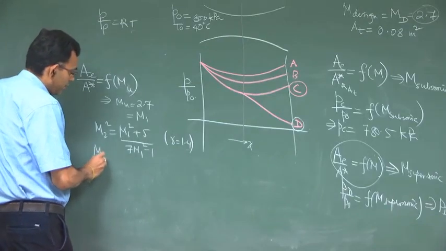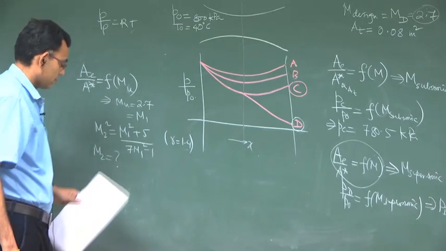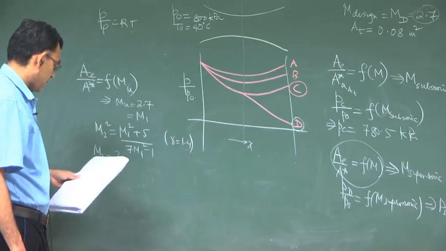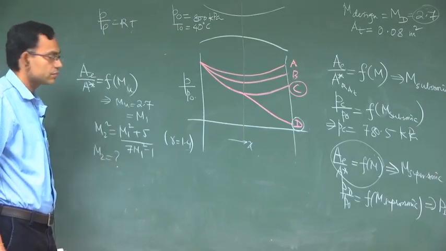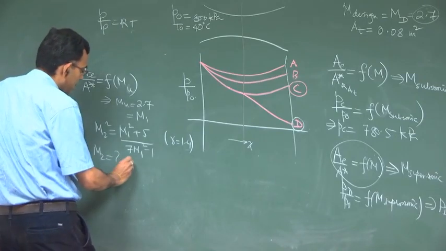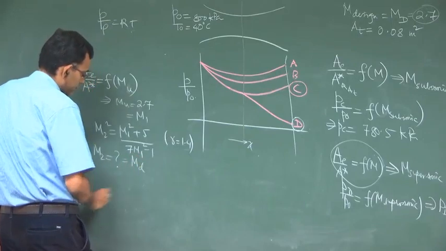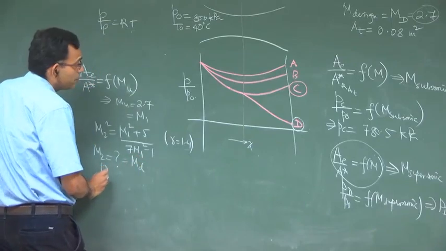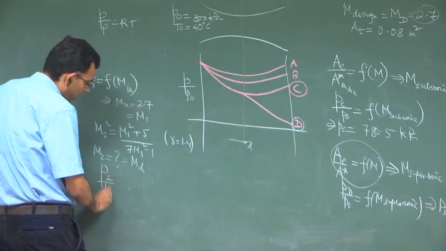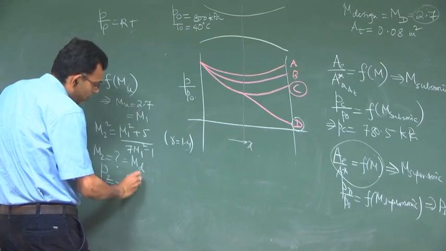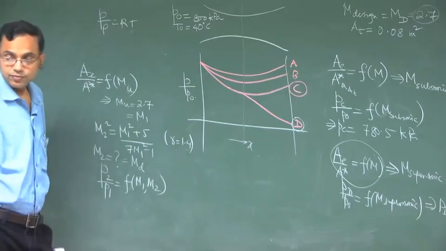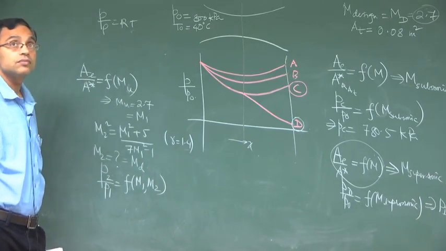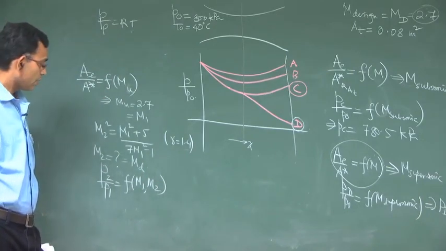So, from here you will get what is m2. I do not have the value, but you will get what is m2. So, this is m at downstream of the shock. So, you have P2 by P1 as a function of m1 and m2, this is the normal shock formula.